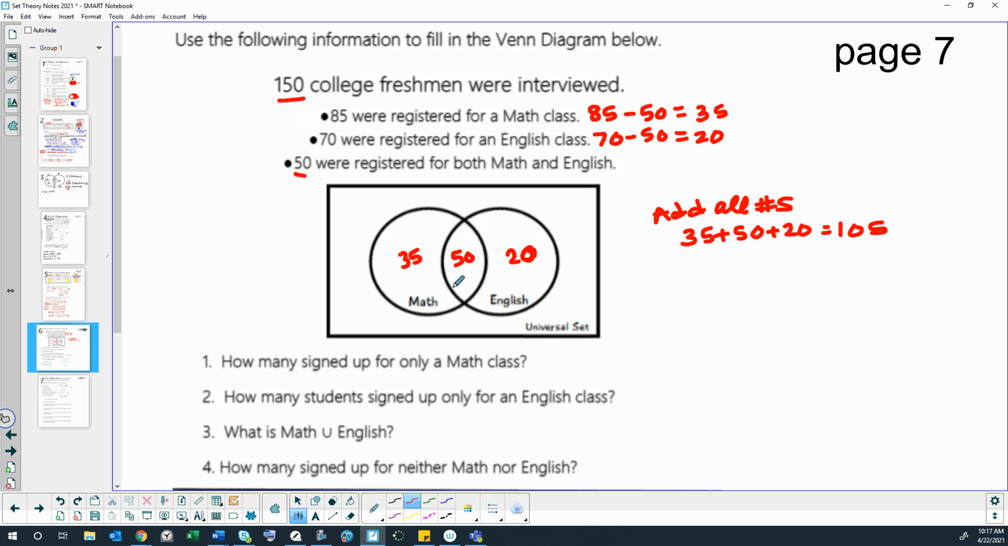And that tells us how many students took math or English or both. Now that would be the union, right? That would be the union number. The reason we need to know the union number is because we also want to know the complement of the union. We want to know how many students didn't register for either. So to figure that out, we're going to take 150, subtract 105, and that gives us 45 students did not take math or English.